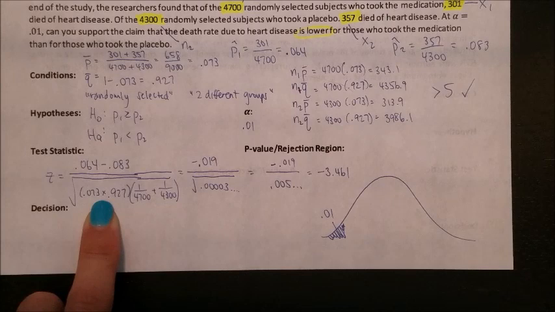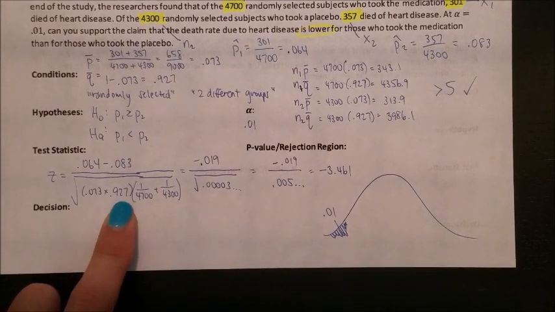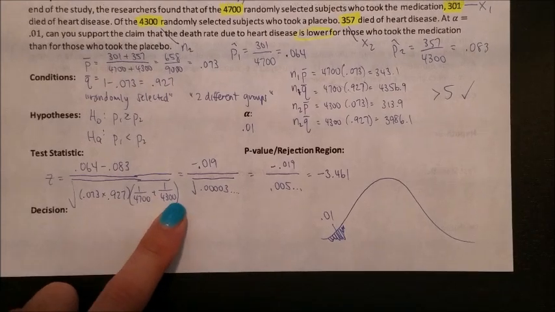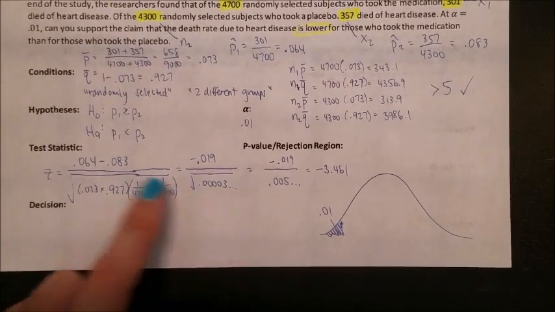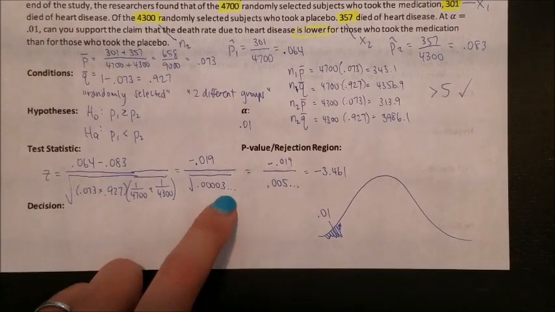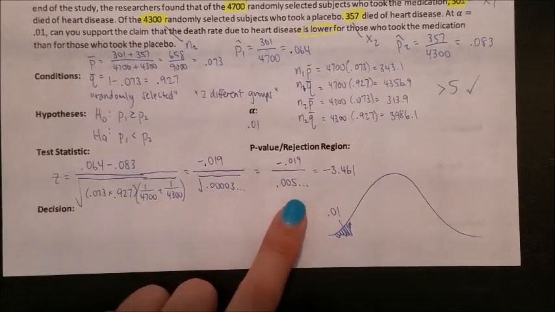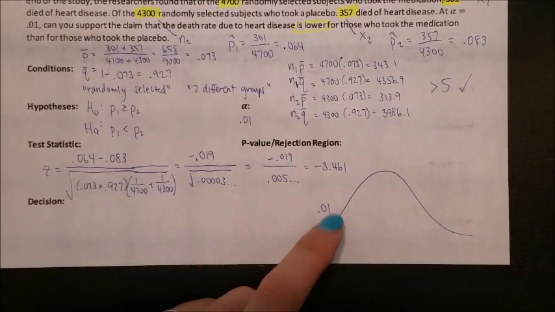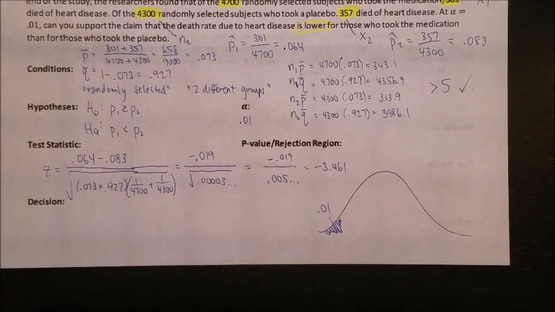So I think I finished writing the 0.927 and then I plugged in the 1 over n1 plus 1 over n2. When I typed it into my calculator, everything inside the square root, I ended up getting 0.000, a bunch of zeros, 4 of them, and then the 3. Square rooting that, I got 0.005 something, and when I finally divided everything out, I got negative 3.461.